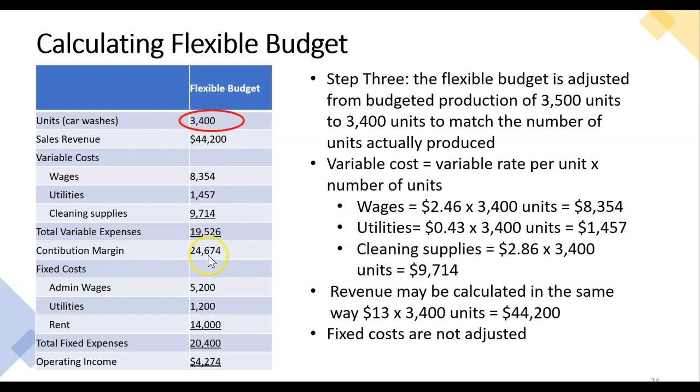Our contribution margin is just our variable expenses subtracted from our sales revenue. And our fixed costs are not changed. So regardless of how many units we do, our fixed costs are always going to be the same. So you can see that these are unchanged. This gives us a total operating income for our flexible budget of $4,274. So let's compare this to our actuals and see if our variances are different.